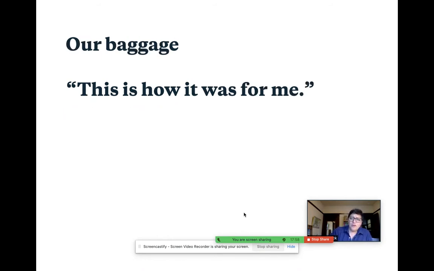There's also our own baggage, right? That this is how it was for me. So I have always had to struggle with trying to find fair housing that is affordable, and I just can't imagine that we would have a different opportunity for others.